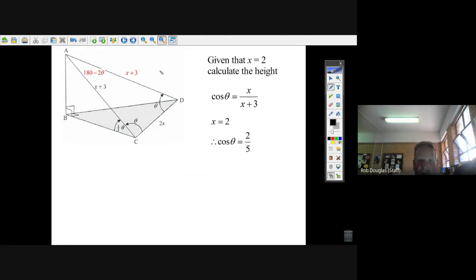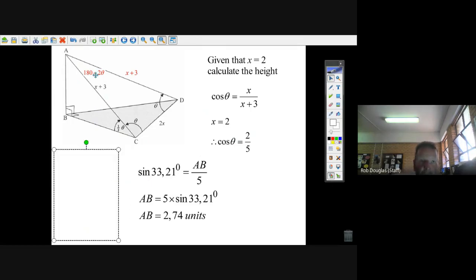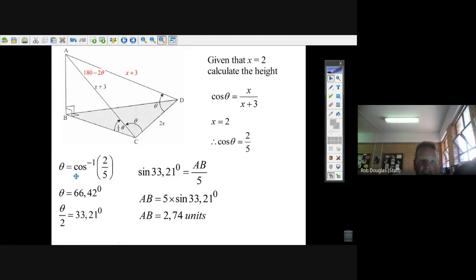Now the last question says, if x equals 2, figure out the height, AB. Well, all you do is you take a 2, you put it in there, you get that the cosine of the angle theta is 2 over 5. Well, if you press shift cosine of 2 over 5, you get what theta is, 66.42 degrees.